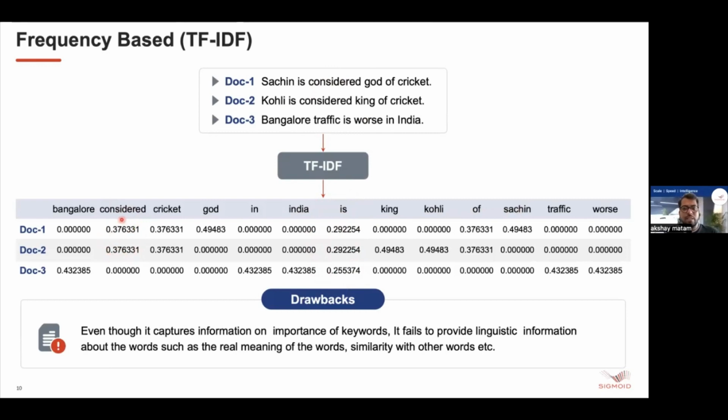What are the drawbacks of the TF-IDF approach? Even though it captures the importance of the keywords, it is unable to capture the semantic similarity or the semantic meaning of the keyword. It is still unable to figure out whether apple as a keyword is in the context of fruit or in the context of gadgets or technology. So this is on TF-IDF.